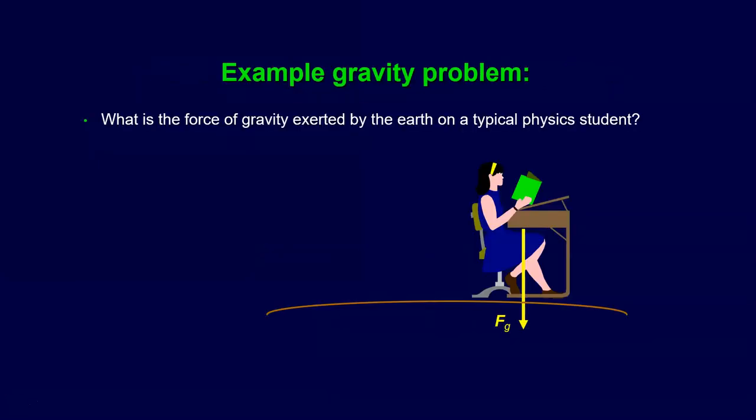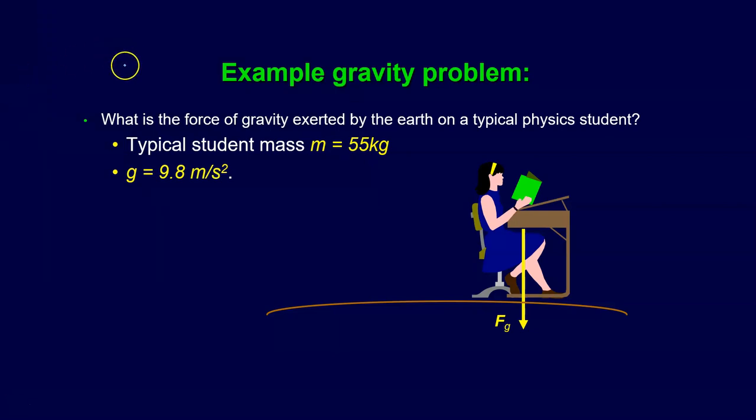Just a real quick example gravity problem. Here's a student sitting at a desk. She will have a force due to gravity of Fg. A typical student mass might be, say, 55 kilograms. g, of course, is 9.8. Sometimes we use 9.8, sometimes we use 9.81. It doesn't really make too big of a difference. I don't think there'll be many problems where it will for us. So use whichever one is easier for you.